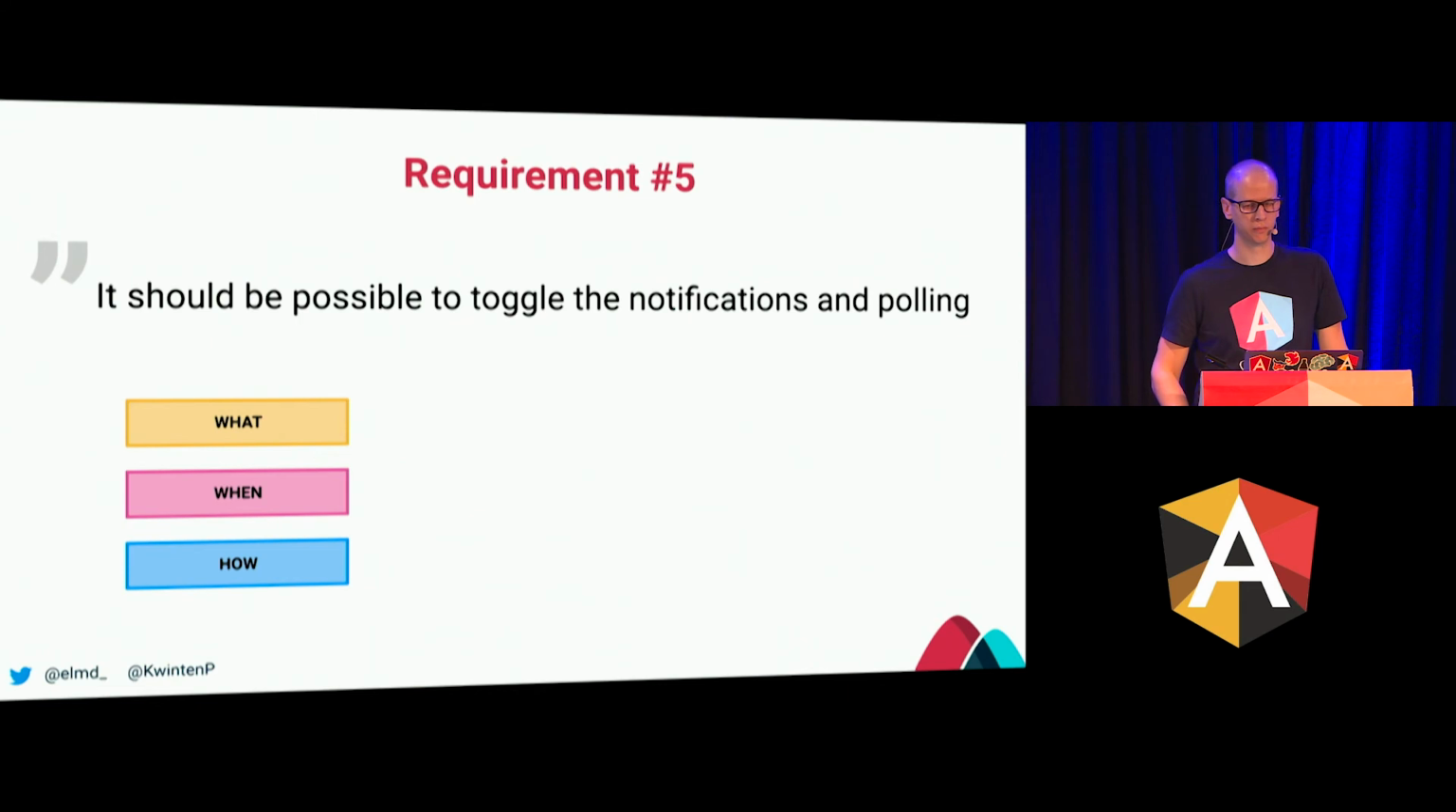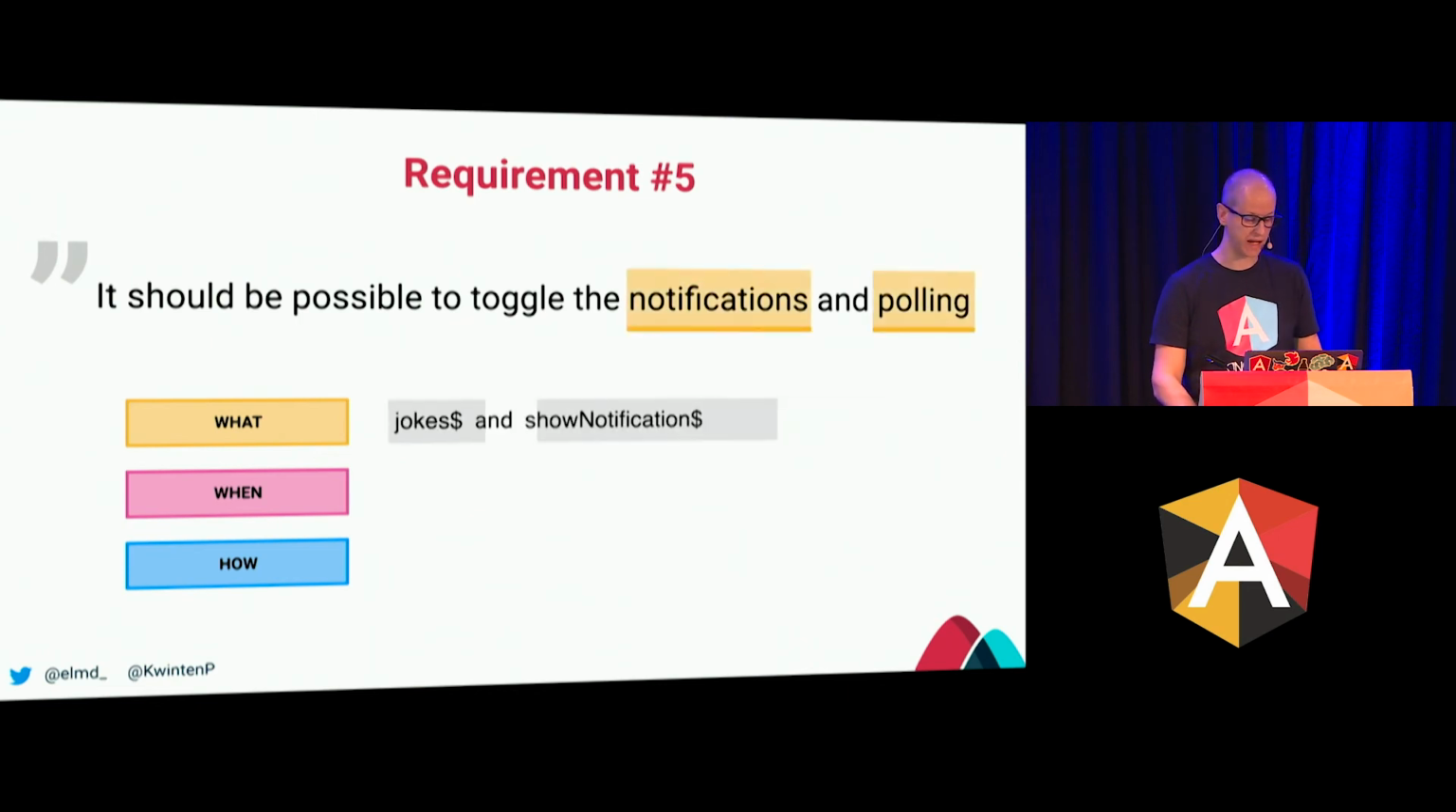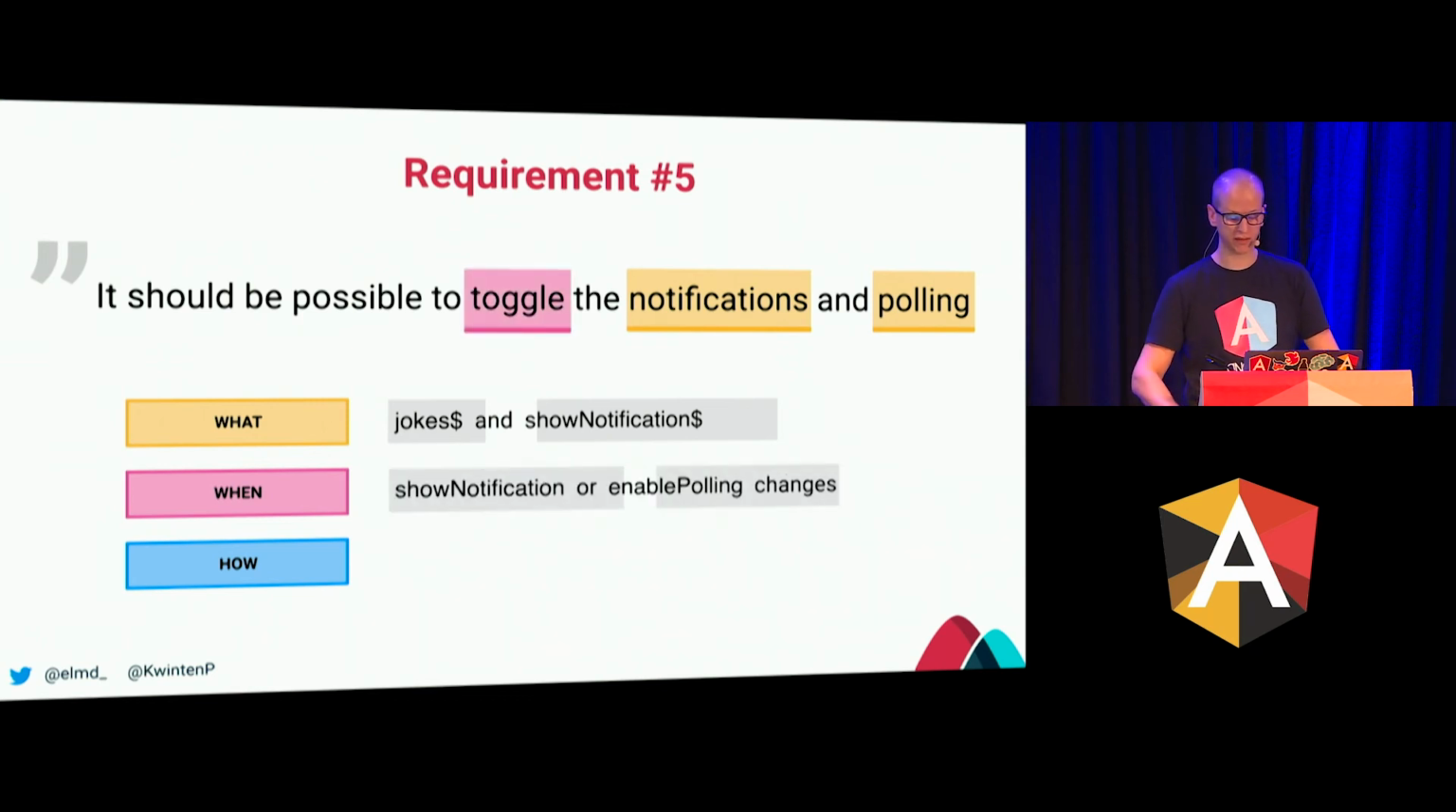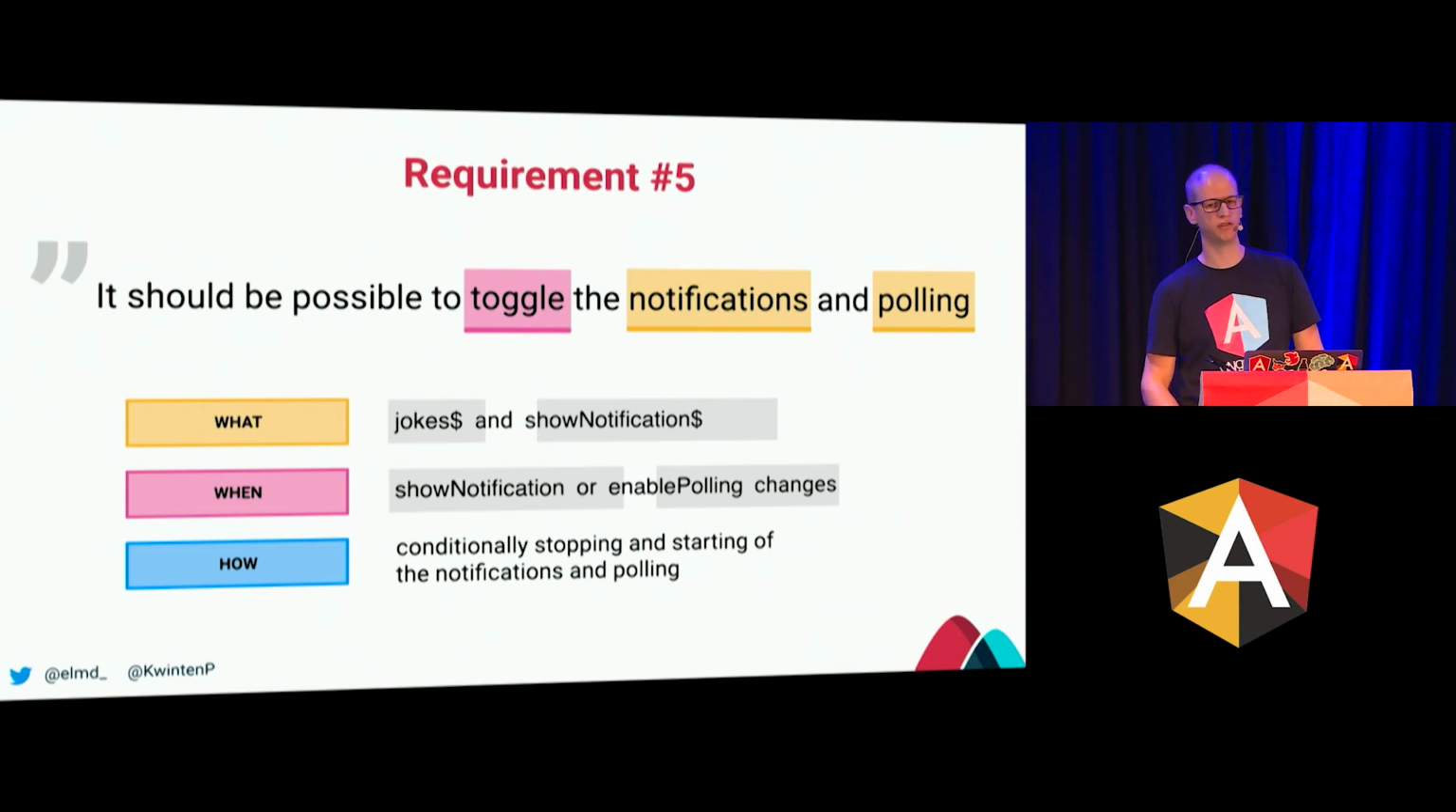So what do I want to do? Well, I want to enable or disable my jokes and my show notifications. When do I want to do this? Whenever my settings change. So remember, we had a setting stream that we created in the previous pattern. So whenever these settings change, I'm going to react to that. And how am I going to do that? Well, I'm going to do that by conditionally stopping and starting the notifications polling. And this is going to be our next pattern.